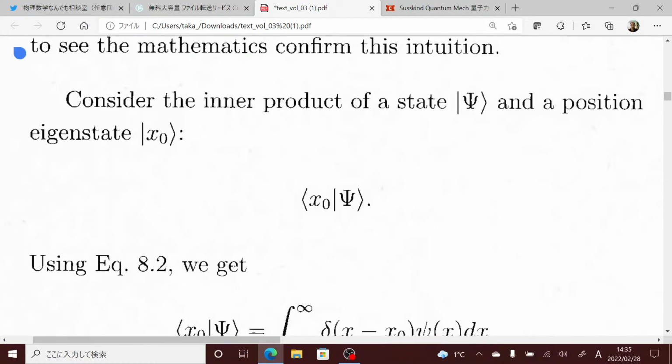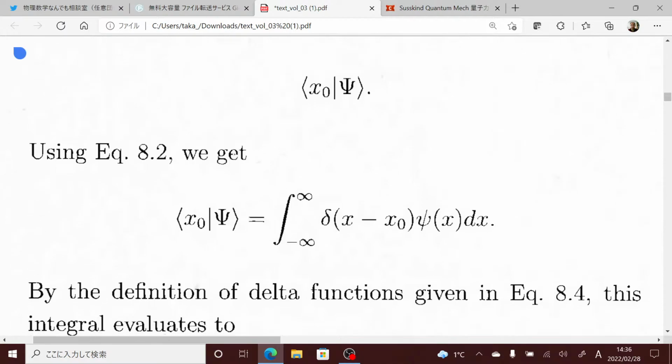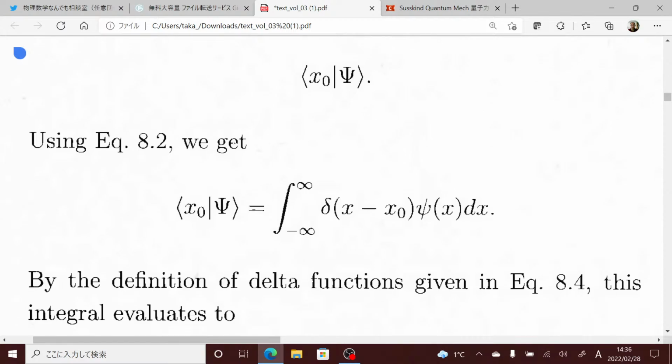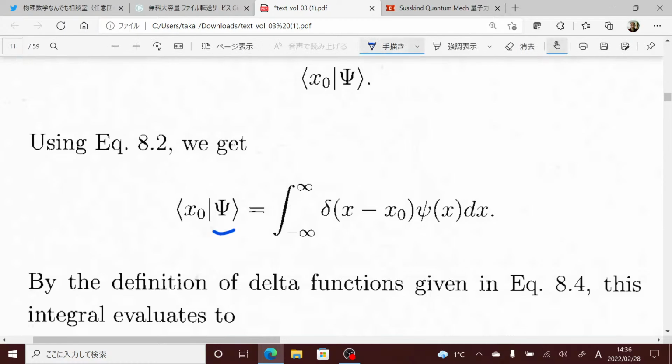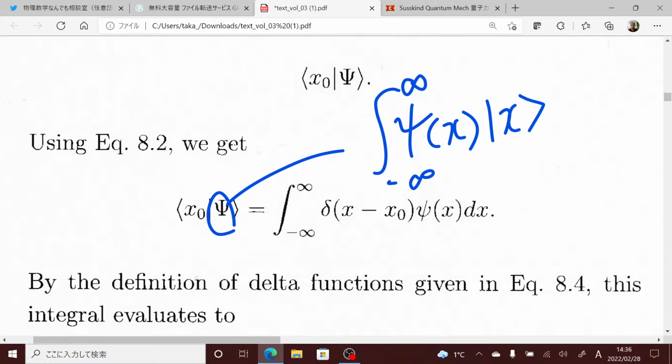Consider the inner product of a state psi and position eigenstate x0. Using equation 8.2, we get the integral from minus infinity to infinity of psi(x) dx.